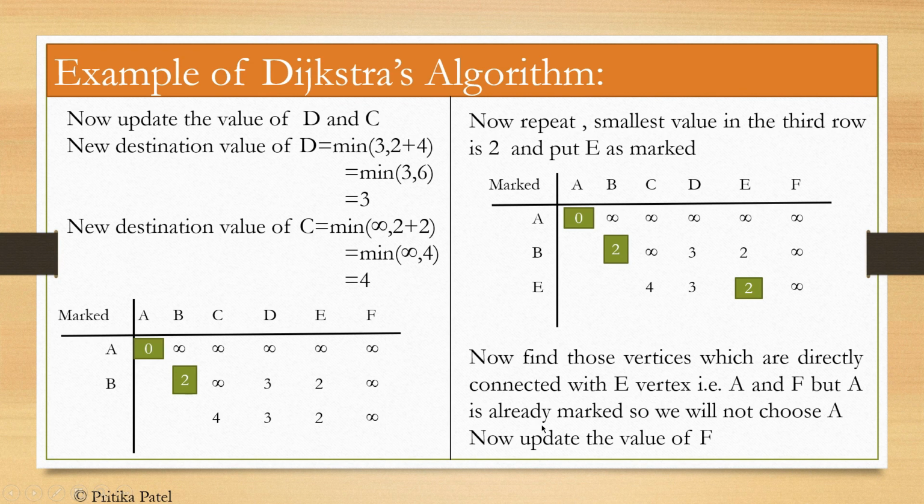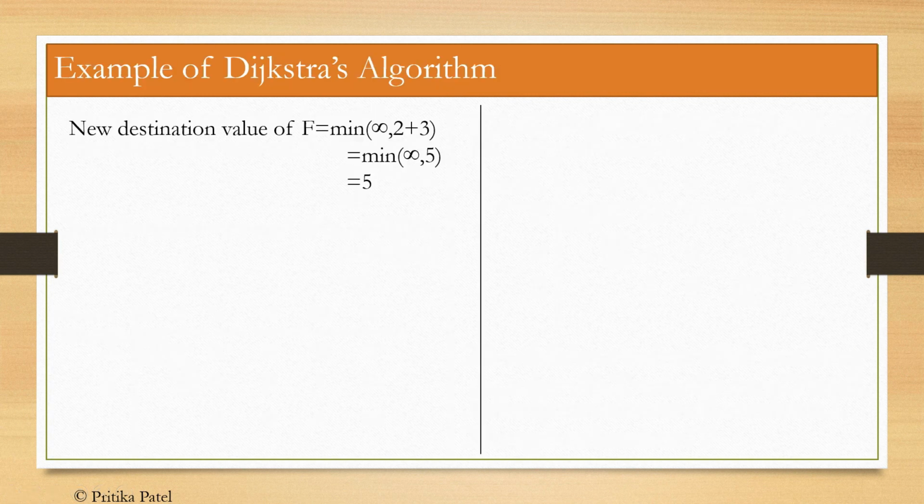But A is already marked, so we will not choose A, right? Because here A is already marked. So now we have to update only the value of vertex F. The new destination value of F is equal to the minimum of infinite, because the old value of F is infinite, and the mark value 2 plus the edge weight 3, which is 5. So from these two values, the minimum is 5. So the new destination value is equal to 5.